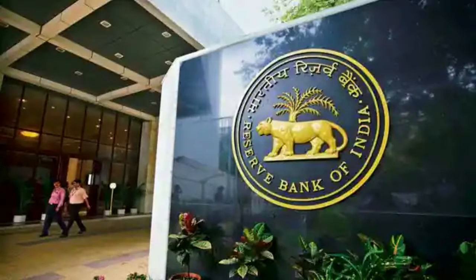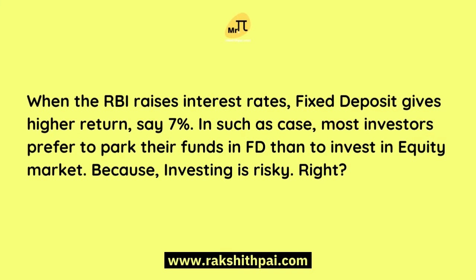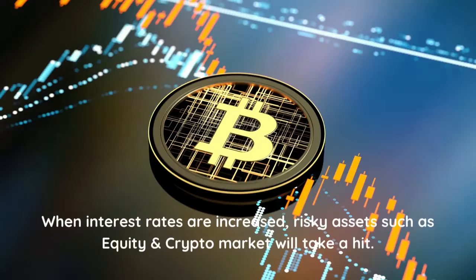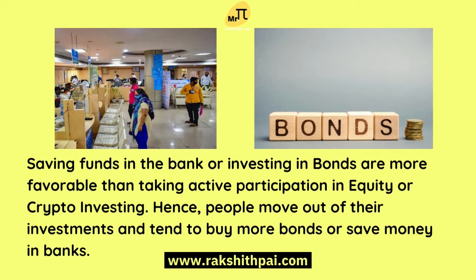For example, when RBI raises interest rates, fixed deposits give higher returns, say 7%. In such cases, most investors prefer to park their funds in FDs rather than invest in the equity market because investing is risky, right? So, when interest rates are increased, risky assets such as equity and crypto markets will take a hit, because saving funds in banks or investing in bonds is more favorable than taking an active participation in equity or crypto investing. Hence, people move out of their investments and tend to buy more bonds or save money in their banks.